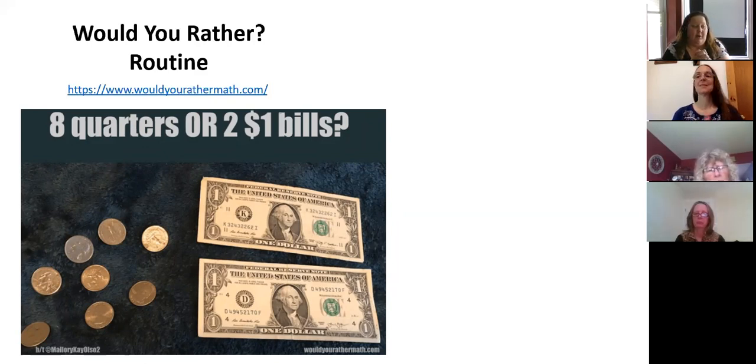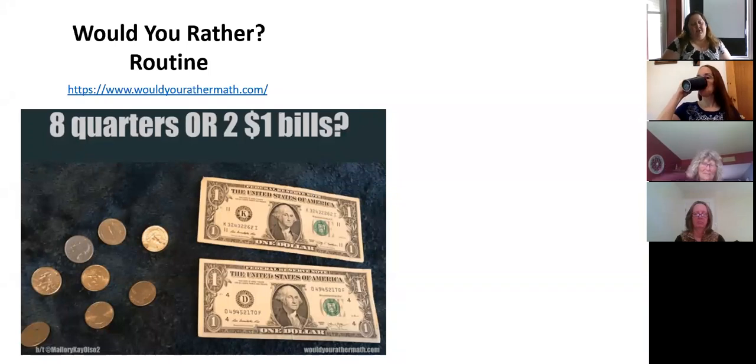But when we think about them, which one would you rather have? Somebody willing to share which one they would rather have? The dollars. Why? It looks like it's more. But is it more? Lighter to carry. It's lighter to carry. It's easier to carry, right?